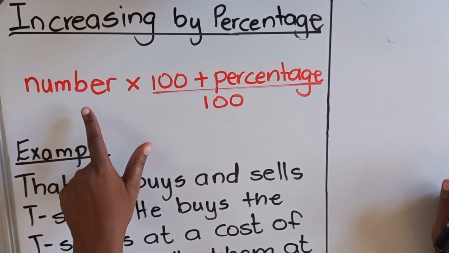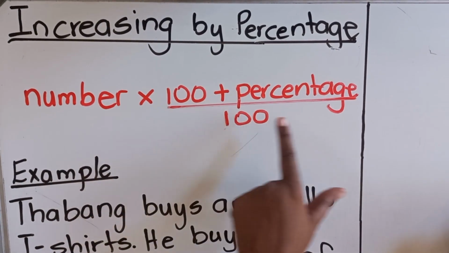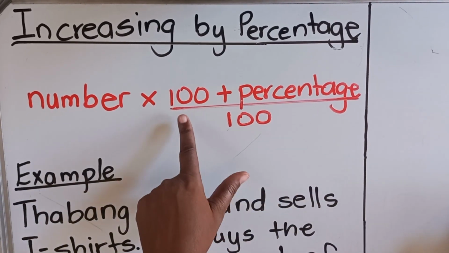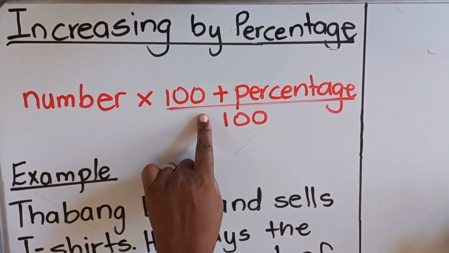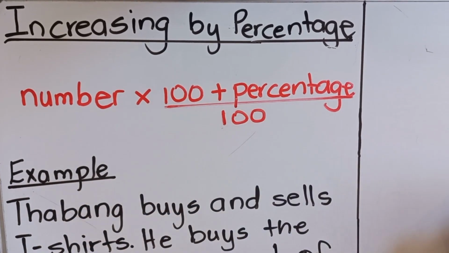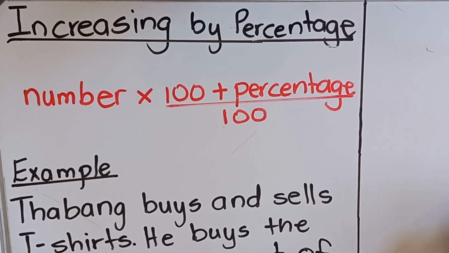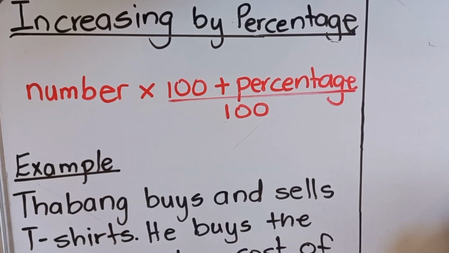The formula is whatever number they've given you multiplied by 100 plus the percentage they've given you, divided by 100. When you look at 100 divided by 100, it's actually a 1. So we have a 1 and then we are adding that percentage there. If you can memorize this formula, you'll get answers right all the time. I'm going to use an example to explain how this formula works.